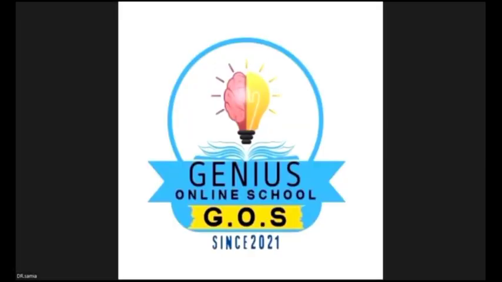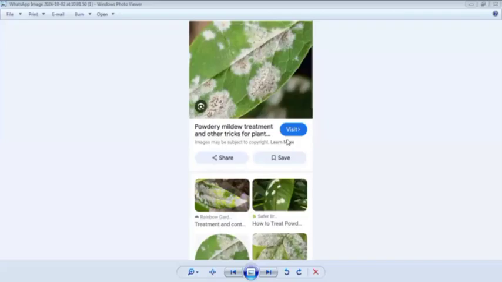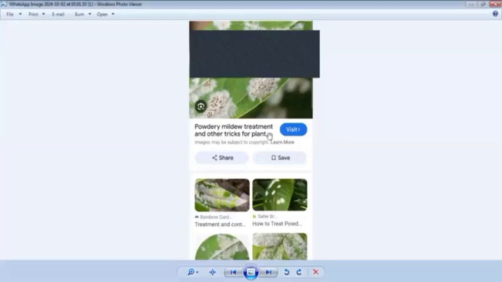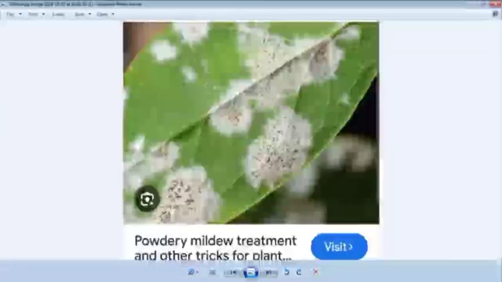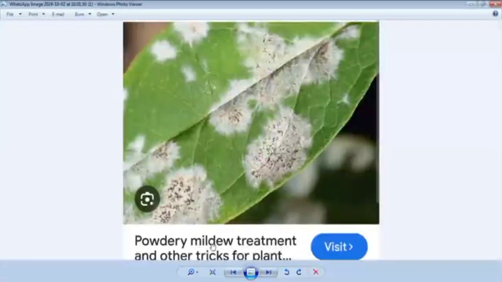Okay, I will show you pictures for these diseases. Can you see this picture? Yes, this is a disease called mildew. This is a disease that infects the leaves of the plants. What can you see in this picture?